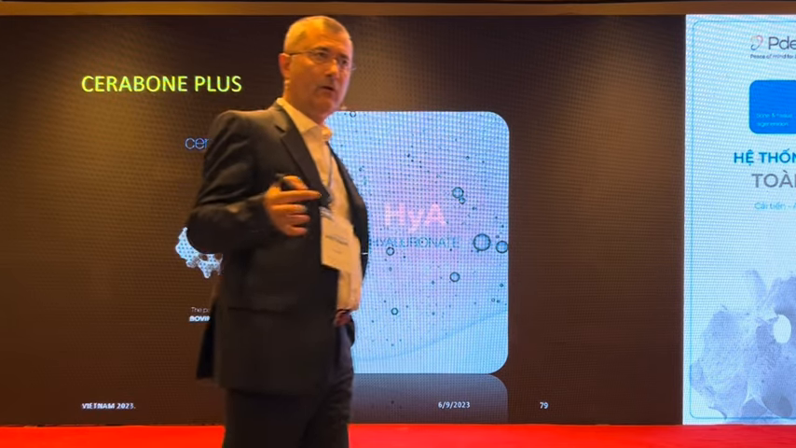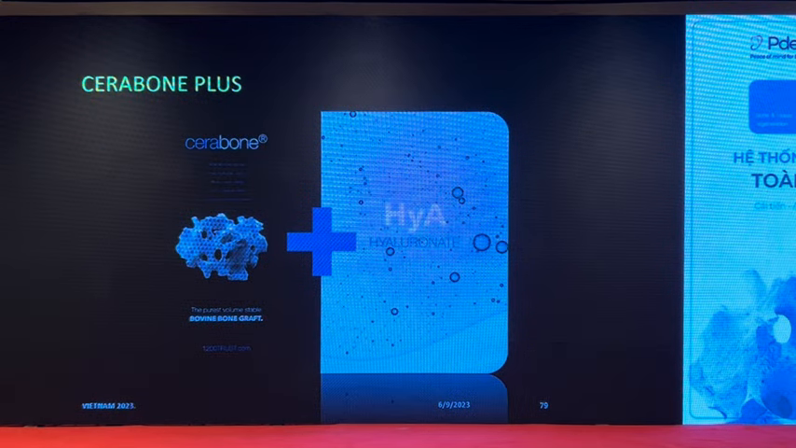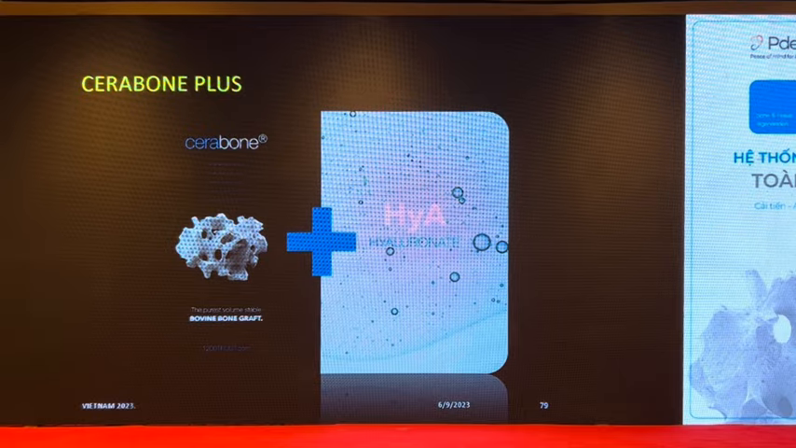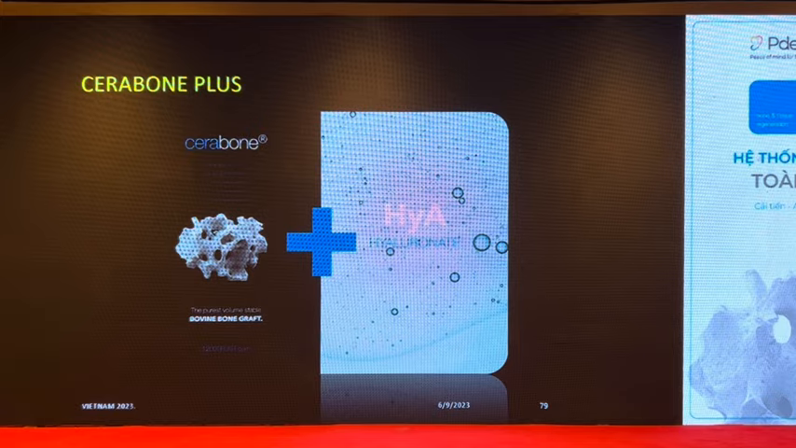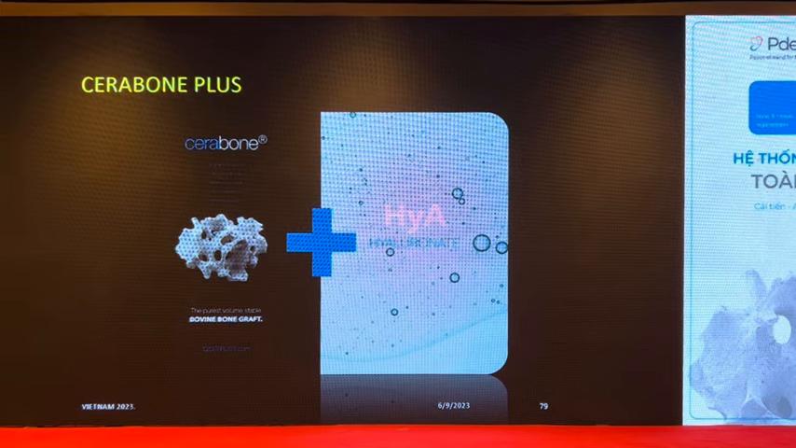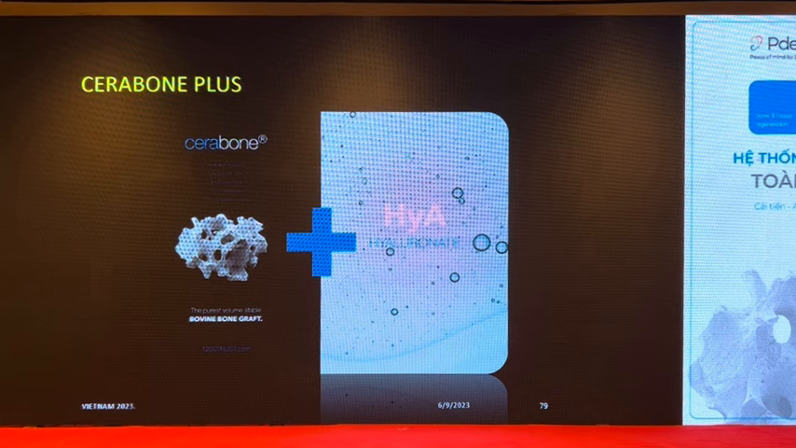Nowadays, we have already prepared material. Dr. Serhat showed the preparation of Cerebon Plus material. I think if you don't have the opportunity to take blood from the patient and make PRF, this could be a good, fast solution if you want to do some augmentations of the bone, especially if you want to put it after tooth extraction in order to get some alveolar preservation.